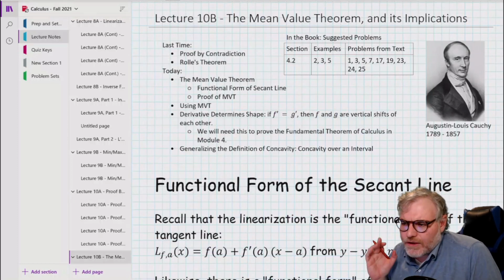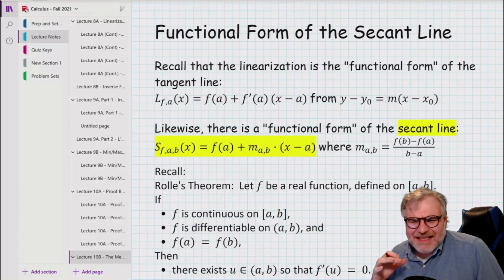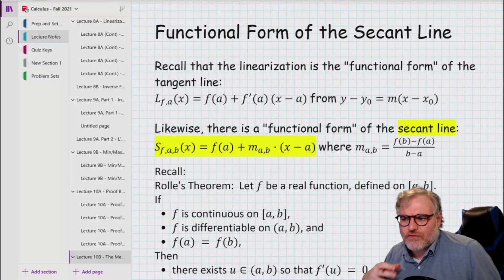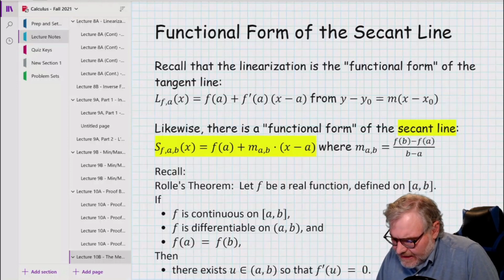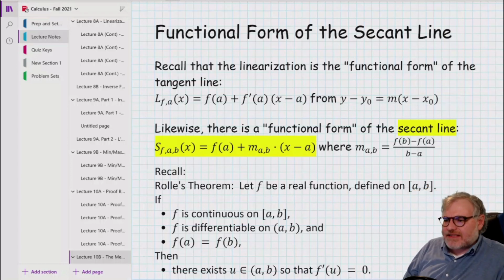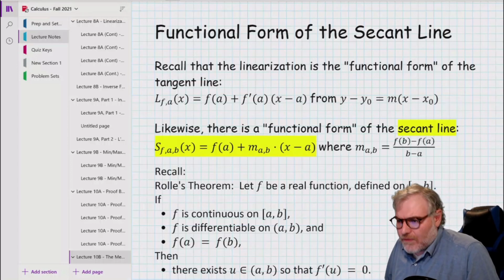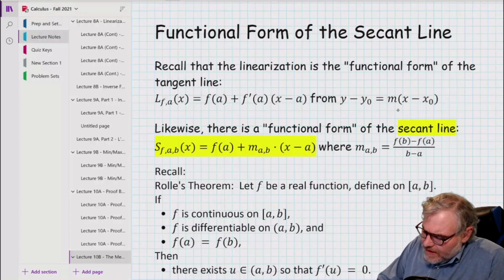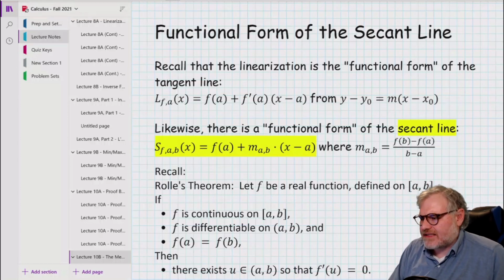Now, in order to do that, we need a couple more pieces. Remember that the linearization had the functional form of the tangent line. So I had this idea that the linearization of f based at point a was f of a plus f prime of a times x minus a. And that came from y minus y naught equals m times x minus x naught, the equation for the point slope formula. Well, now I'm going to do the exact same thing, except I'm going to do a secant line instead.